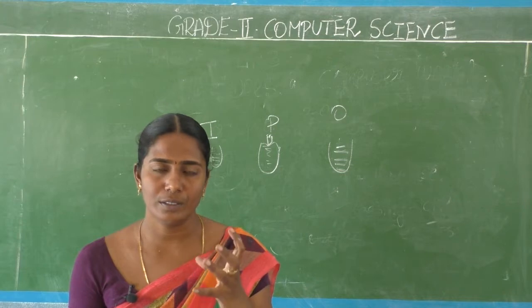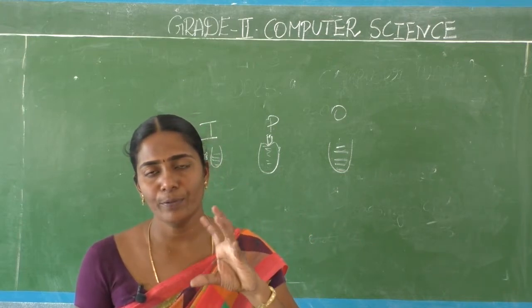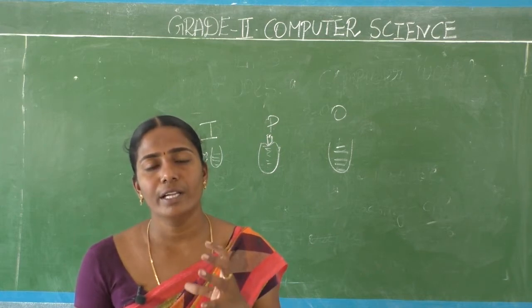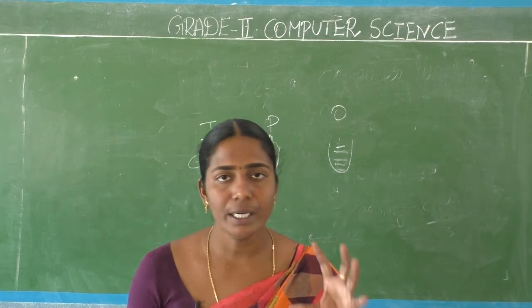The CPU works. It is called the processing. Where does what we give work? It works in the CPU, right? So it is called the processing. After that we will get the result. What do we get? We get the result.